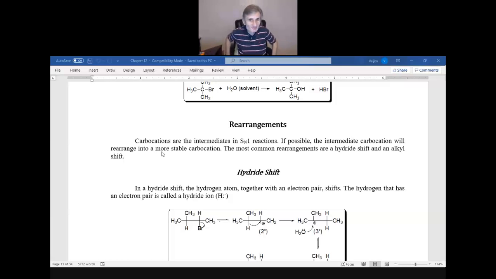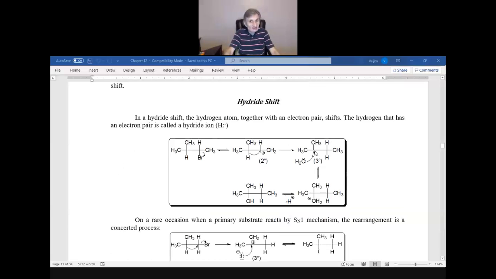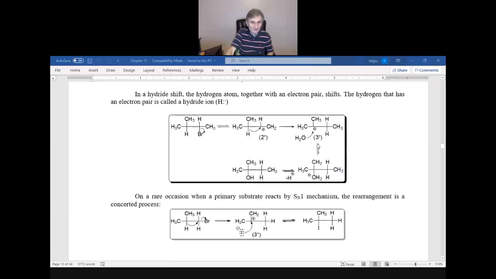A tertiary carbocation is already stable, so no rearrangements. But secondary carbocations could rearrange into a more stable tertiary carbocation. So whenever you have a secondary carbocation, check what is next to it. Because if a shift of a proton, or actually hydride anion, H minus, or a methyl group or small alkyl group can result in formation of a tertiary carbocation, then rearrangement will occur. And so the reaction gives rearranged products. Rearrangement means the carbon skeleton is rearranged.